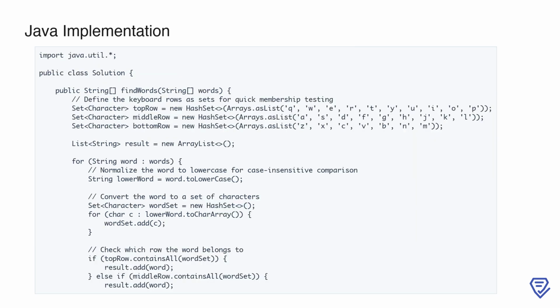Here, we begin by defining the three rows of the keyboard as sets for quick membership testing. Each set corresponds to one row of the QWERTY keyboard. The top row includes characters like Q, W, E, and so on.